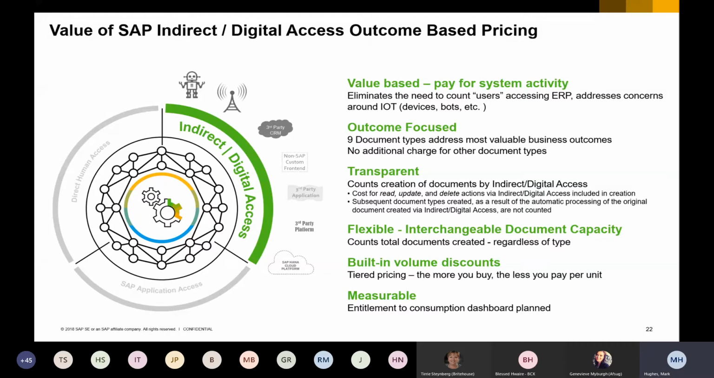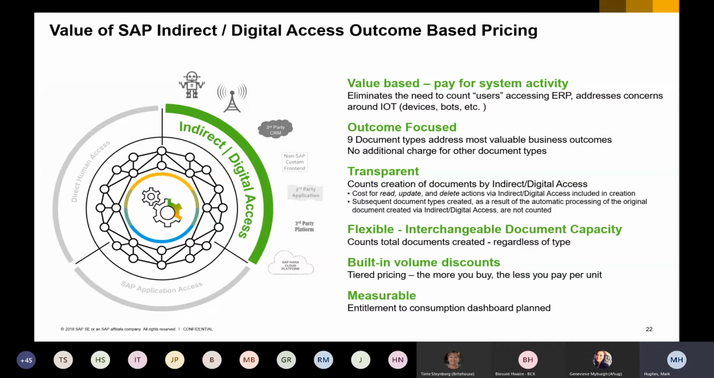There's two materials that have been added to our price list, one for classic SAP or ECC and one for S/4HANA. And the one document license covers all document types. So it's really interchangeable. It doesn't matter whether you're creating a sales order item or a time or quality management document, they all consume from the same bucket of document licenses. It is priced in tiers like most of our products.